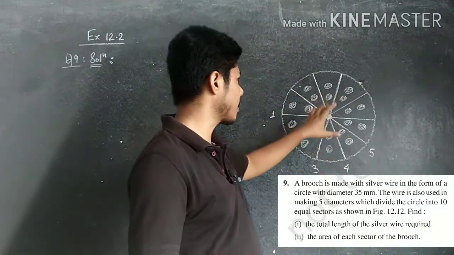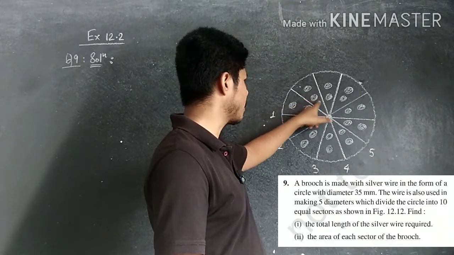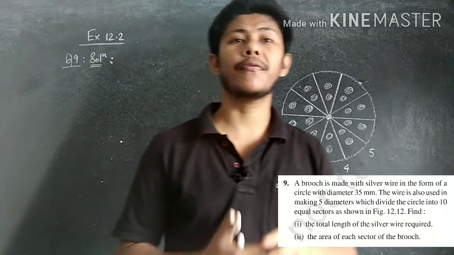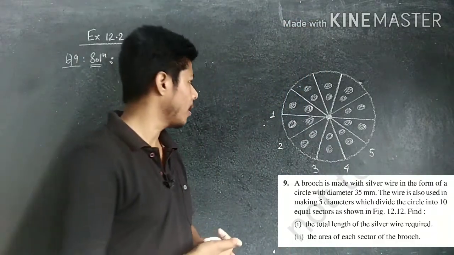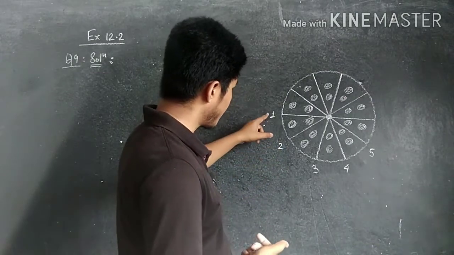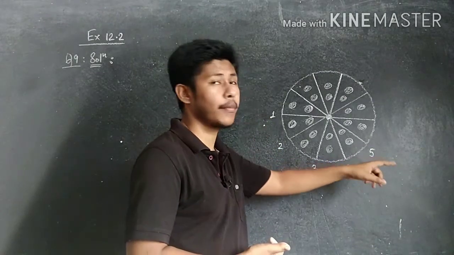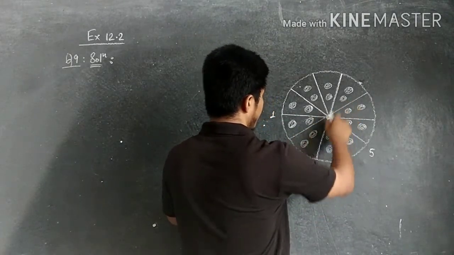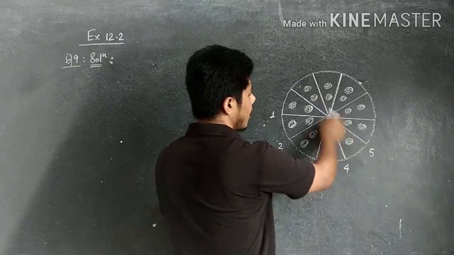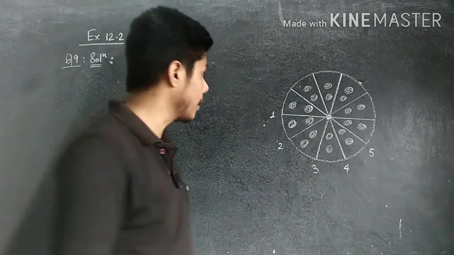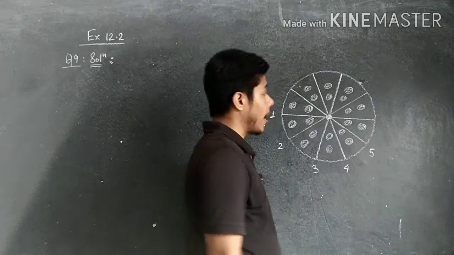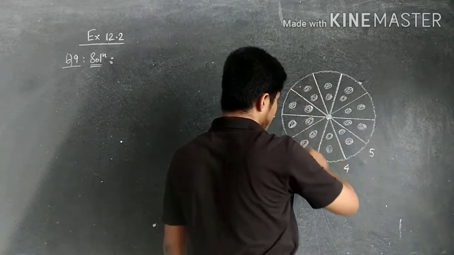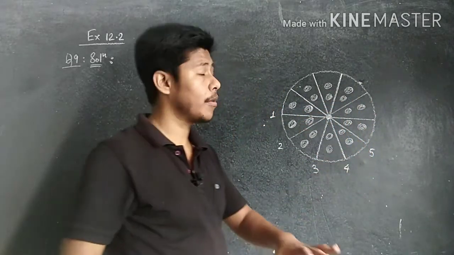So this is the diagram here, and these small circles are the designs. First of all, we have to find the total length of the silver wire. If you see here, the numbers 1, 2, 3, 4, 5 are mentioned. These are the 5 diameters: the 1st diameter, 2nd, 3rd, 4th, and the 5th diameter. Is it clear? With respect to this, we make this brooch here, which is a circle. So how much wire is required in total?